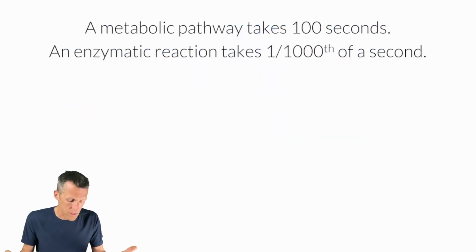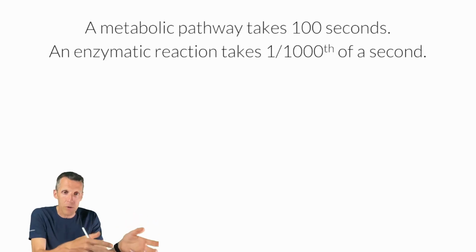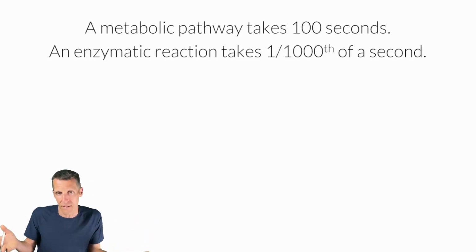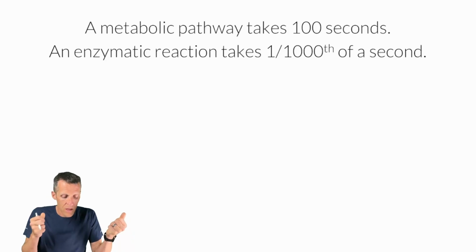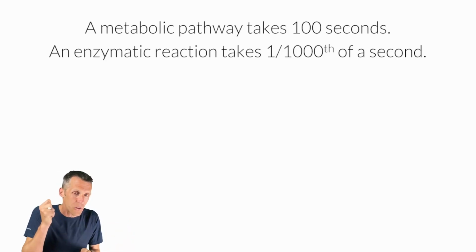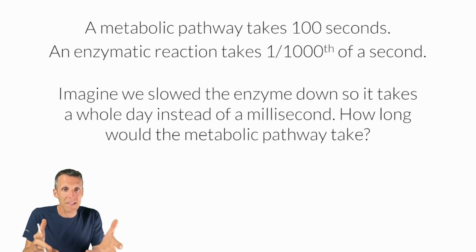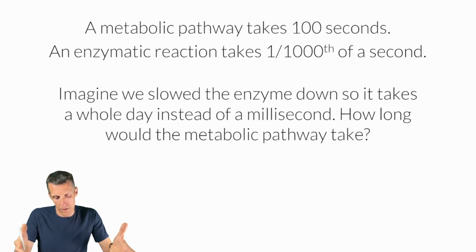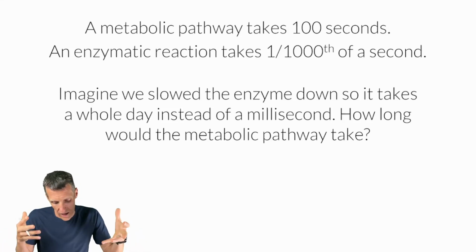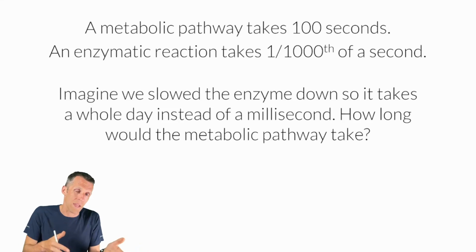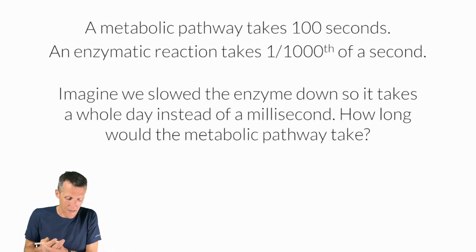So let's actually do another thought experiment here. Let's imagine that we have a metabolic pathway that takes about 100 seconds. So it takes some inputs, glucose, and then energy comes out the backside. Let's imagine it takes about 100 seconds. We have an enzymatic reaction where the actual reaction takes about 1,000th of a second. So obviously much faster than that pathway. And now let's do a thought experiment. Let's imagine that we slow the enzyme down so it takes an entire day instead of a millisecond. So now 1 millisecond corresponds to 1 day. How long does it take to do the metabolic pathway?